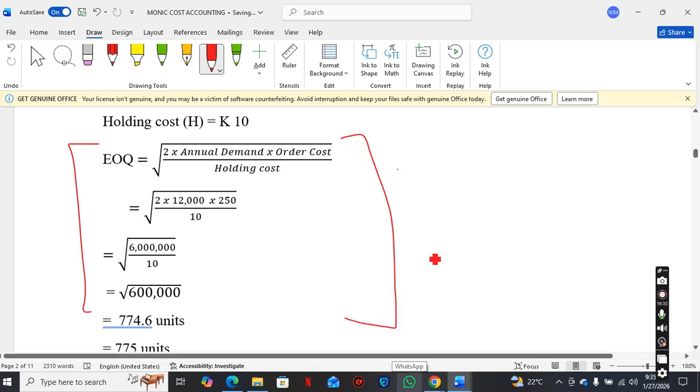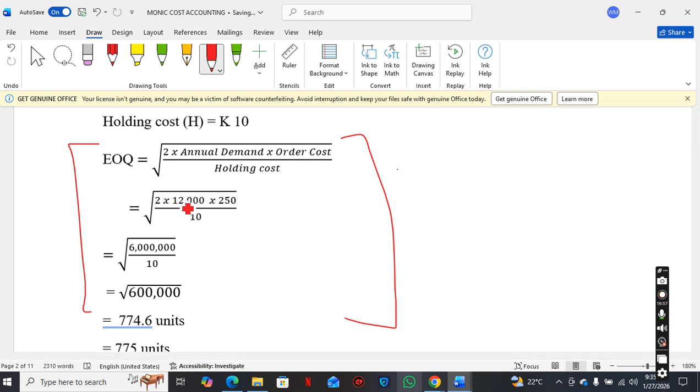Okay. So, if they bring a question specifically on the EOQ, you know which examples to use and get the full marks. Okay. So, back to the tabulation. 2 times the annual demand multiplied by the order cost divided by the holding cost. Okay, so you start with the numerator, 2 times 12,000 times 250, 6 million. Then you divide 6 million by 10, 600,000.